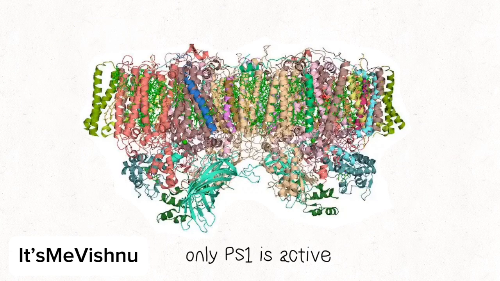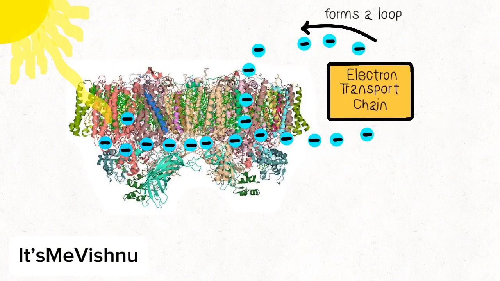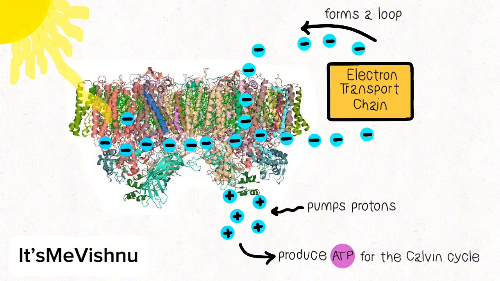In cyclic photophosphorylation, only photosystem 1 is active. Light excites electrons in P700 and instead of moving to NADP+, they loop back through the electron transport chain, returning to photosystem 1. This loop pumps protons just like before, producing ATP to balance the energy needs of the Calvin cycle.